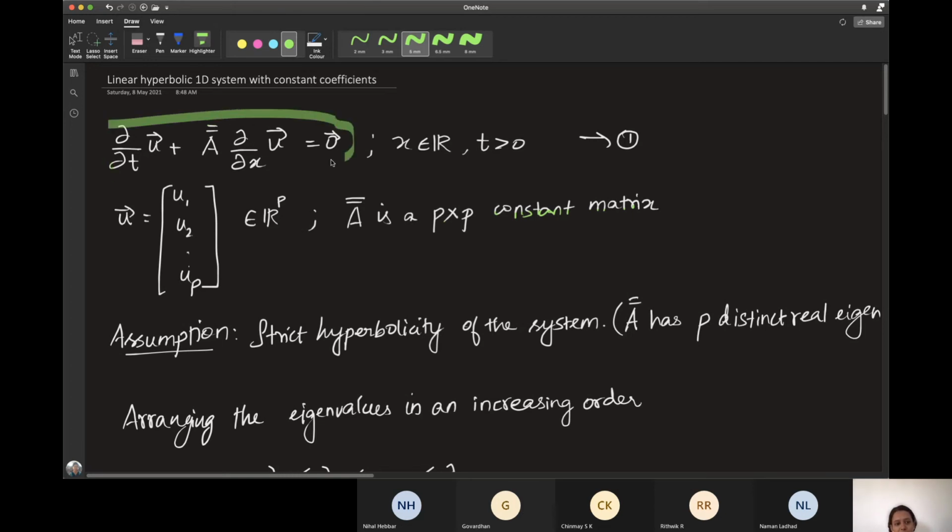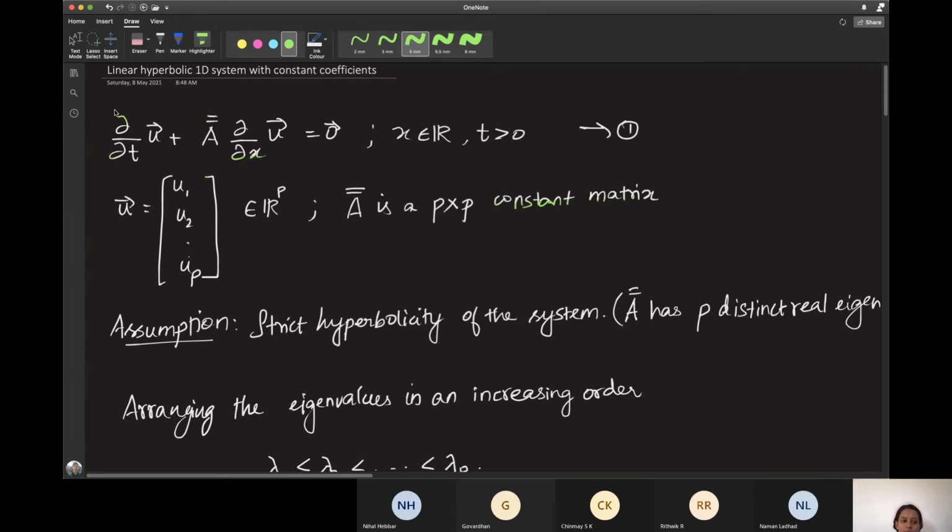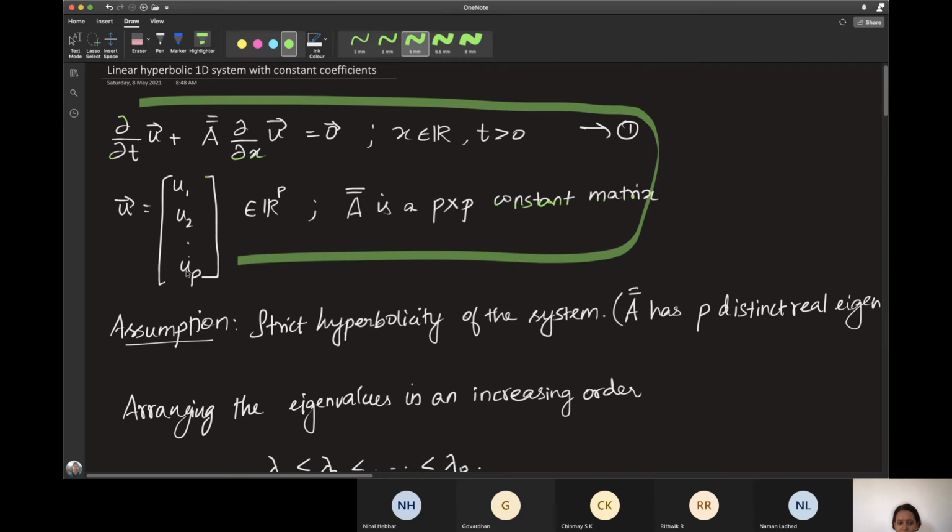So you have some system of equations like this. Now this is a linear hyperbolic 1D system because I've not added summation here and I've not taken j equals 1 to D. It's just 1D. So this is just a 1D system with constant coefficients. Constant coefficients mean the matrix A has constant elements. So now this is your system under consideration.